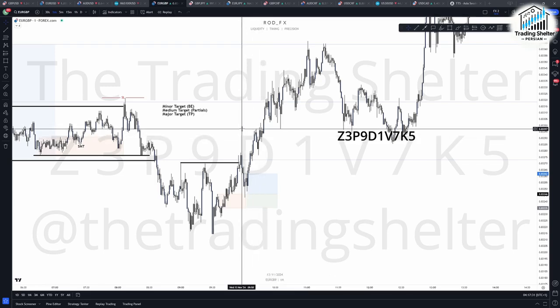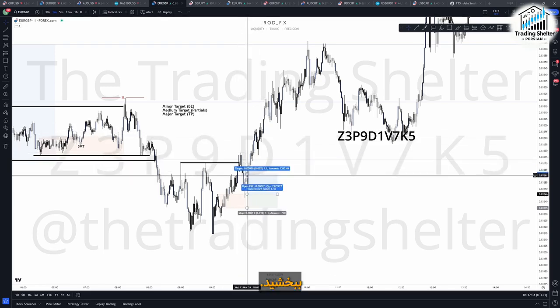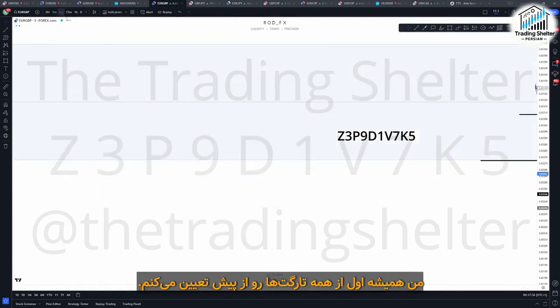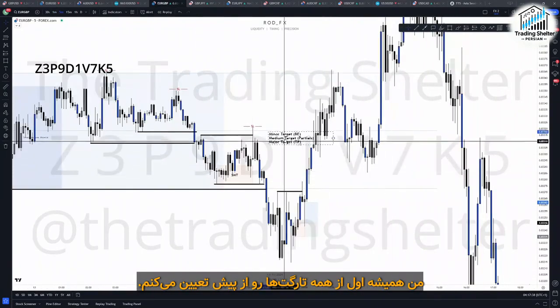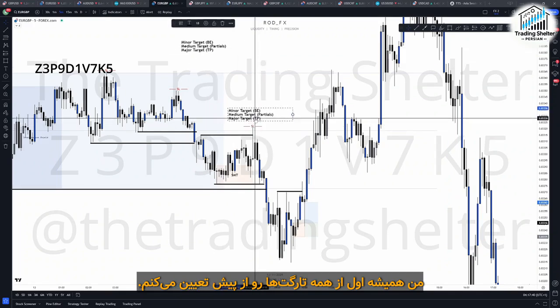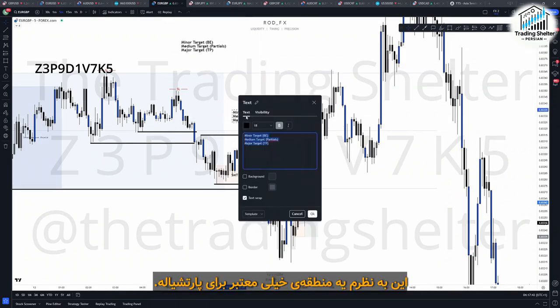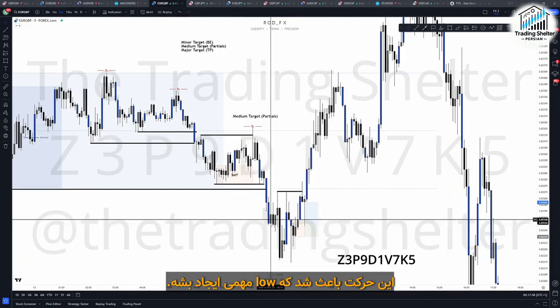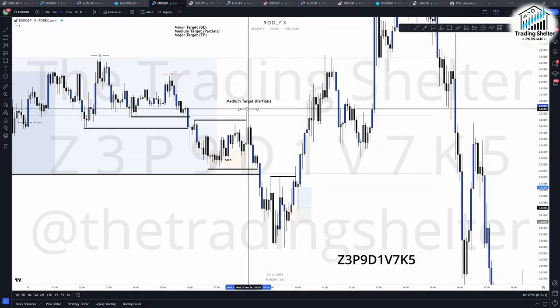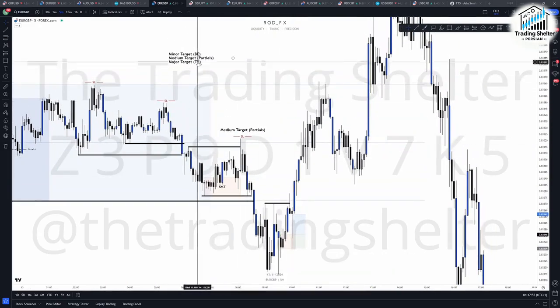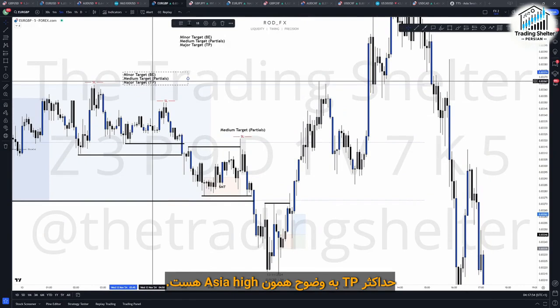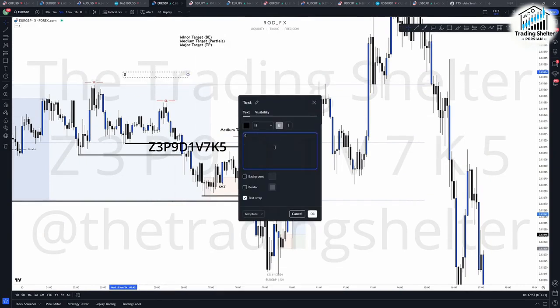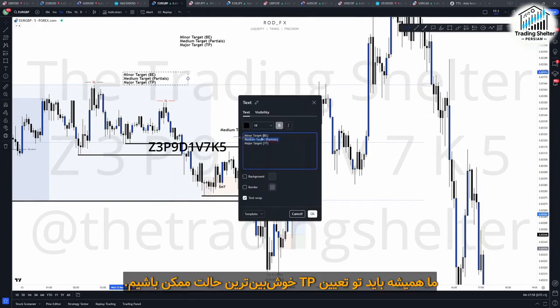God damn it. Sorry. So for me, I predetermine the targets first of all. This, for me, is a very valid partial zone, right? This push led to the significant low. This is an excellent partial zone. The maximum TP is obviously Asia high. We always want to be the most optimistic possible with the TP, okay?